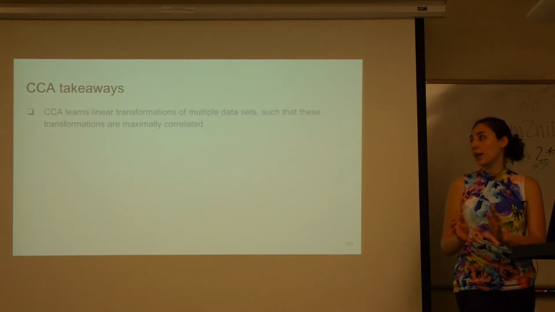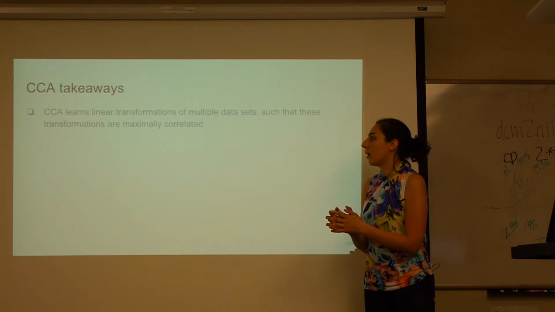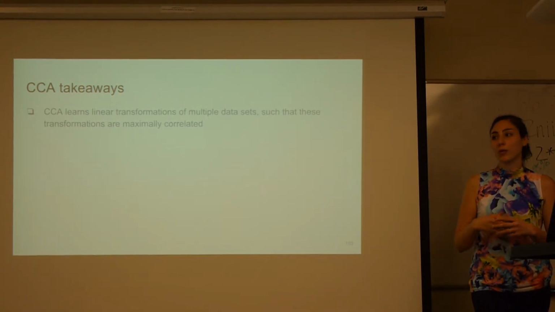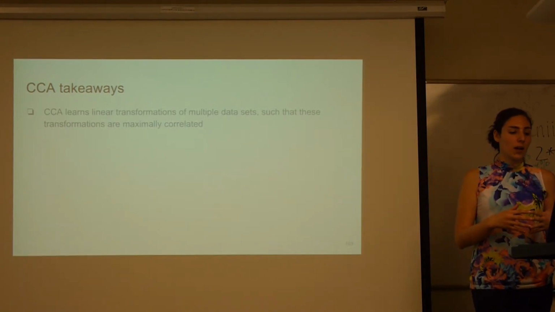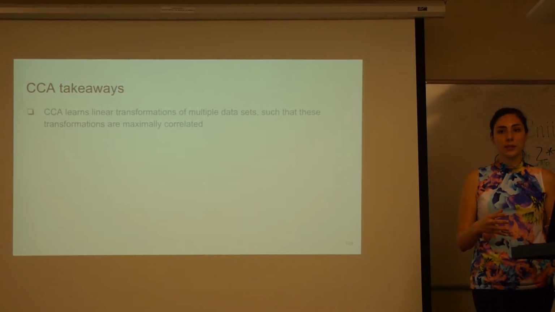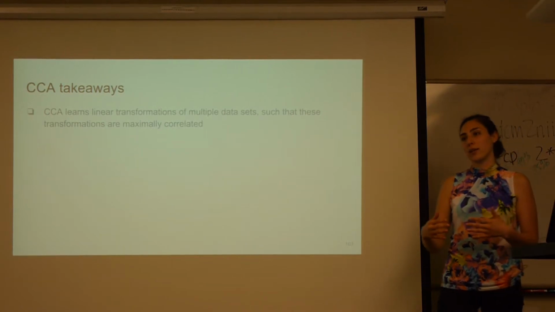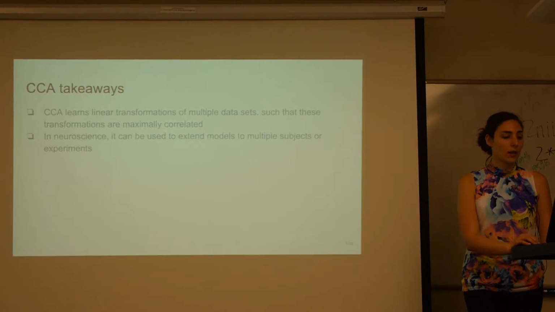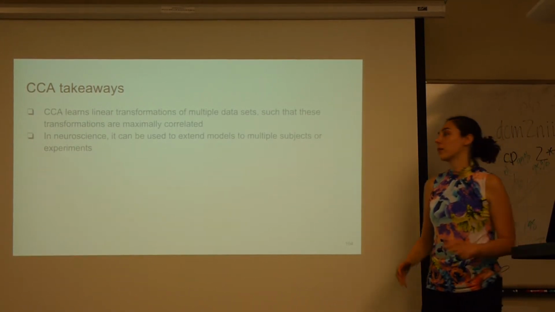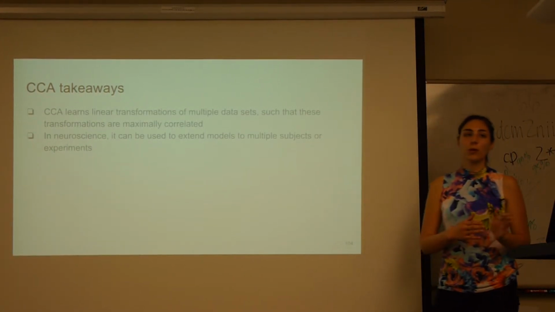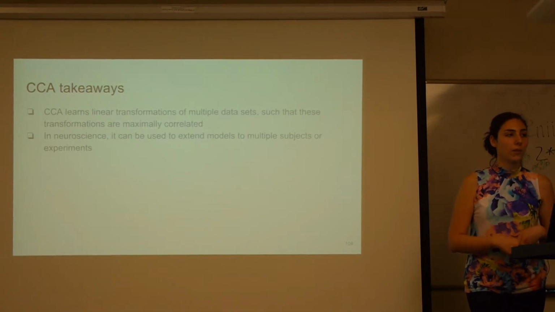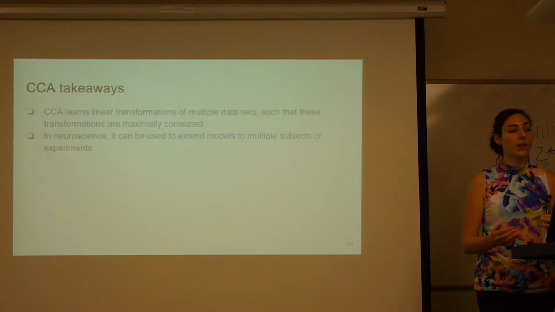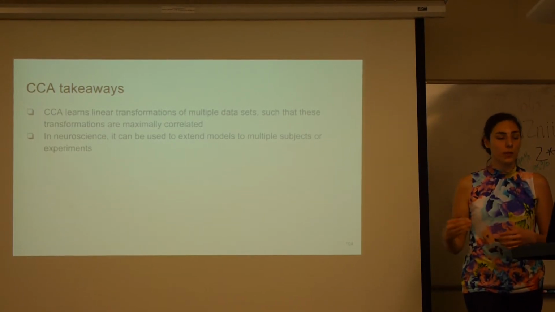So takeaways from CCA. We learned that CCA learns a linear transformation of multiple data sets into some latent space, and these transformed data sets are maximally correlated. And in neuroscience, this can be used to extend models or experiments of single subjects to multiple subjects.